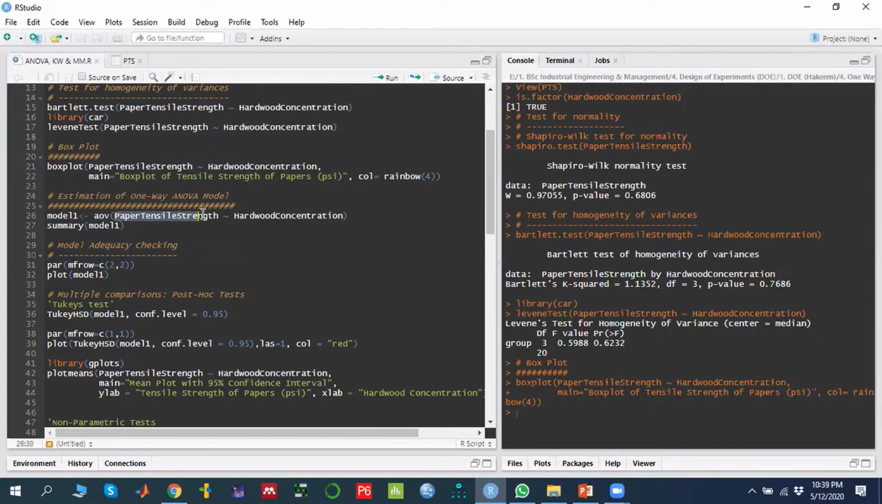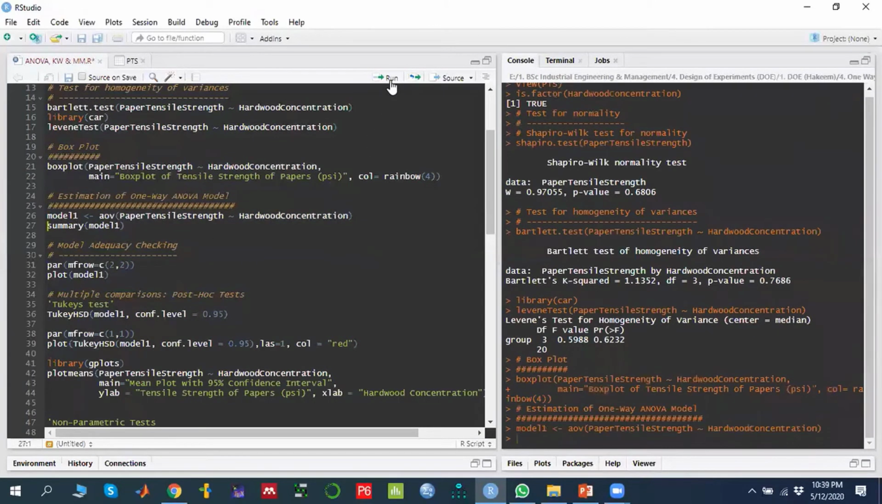Then again, we will write down the dependent variable, tilde sign, independent variable, that is hardwood concentration, which is a factor, which is a nominal scale value. And then I'm storing the answer of this one-way ANOVA into the variable called model. If I run this, then in order to get the result, we need to apply summary.